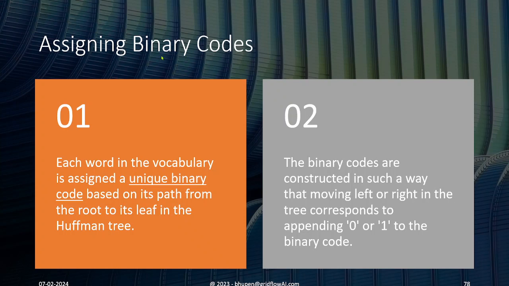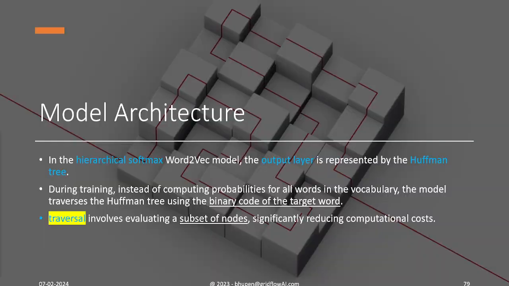After that, the algorithm is going to assign binary codes to the tokens, following the convention that we described a couple of slides back. The binary codes are constructed in such a way that moving to the left is 0 and moving to the right of the tree is 1. Hierarchical softmax is actually a configuration parameter of the model, and I'm going to show you how to configure that in the Gensim package.